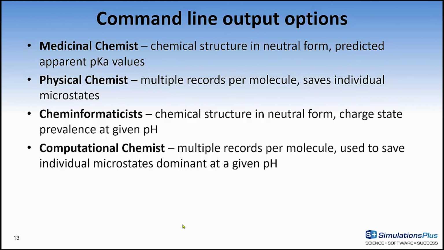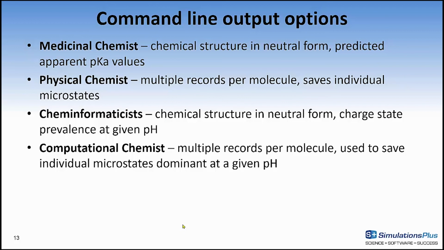So if you would run ADMET Predictor on the command line, you have different options for outputting compounds in an SD file. So the first option is for medicinal chemist. So this gives the chemical structure in the neutral form as the output record in SD, and then gives the predicted pKa values from the model. Physical chemist saves multiple records for each molecule and saves the individual microstates at different pHs. For the cheminformatics, this is the chemical structure in the neutral form, and then gives what the charge state of the atom would be at a given pH.